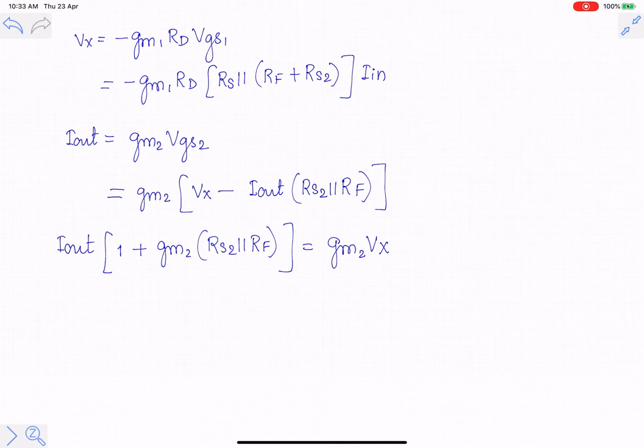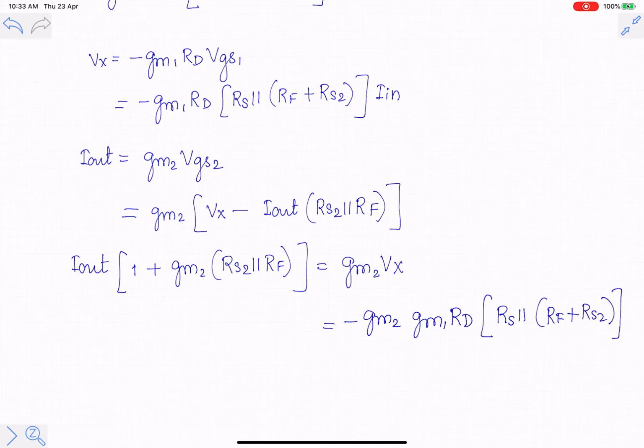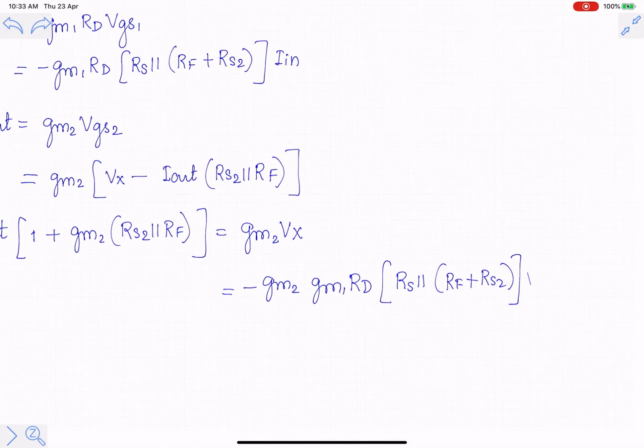Right, and we already have the expression for Vx, which is equal to minus GM1 RD into RS parallel RF plus RS2 into IN. So this is GM2 and Vx is minus GM1 RD into RS parallel RF plus RS2 into IN.